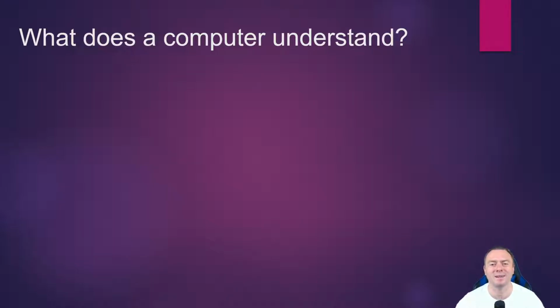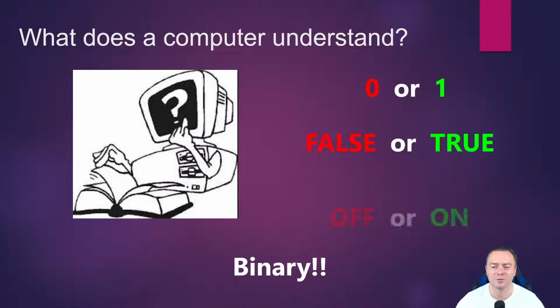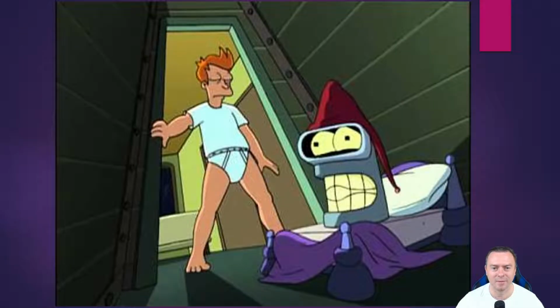So what does a computer actually understand? Well, it only understands binary. So it understands 0 or 1, false or true, or off and on, okay? And it uses this code, or binary code, to do actions, store words, and do everything that we're going to be able to do as a computer scientist, okay?